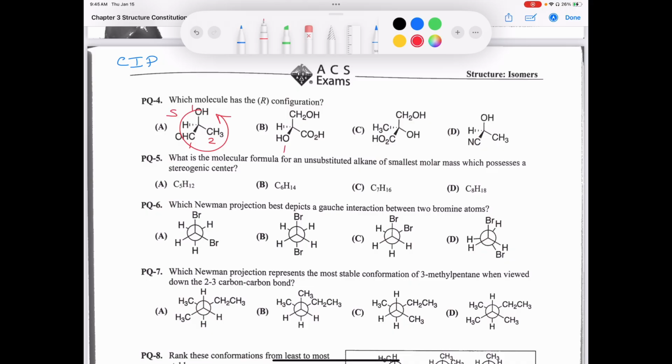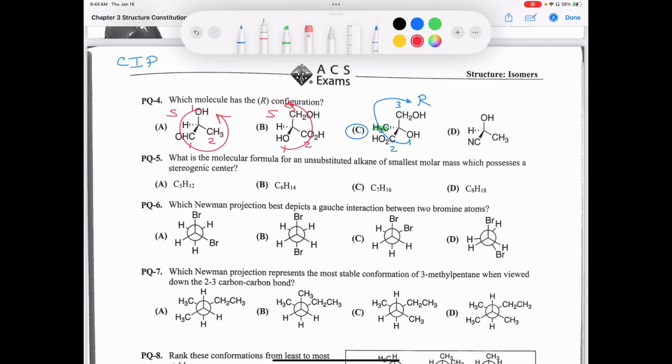In B, we're going from 1 to 2 to 3. The hydrogen's in the back, going counterclockwise. And so this is an S stereocenter. In C, we're going from 1 to 2 to 3. And so that's going clockwise. And so that must be our answer. Now notice in here that the lowest priority group is the methyl group that's in the back.